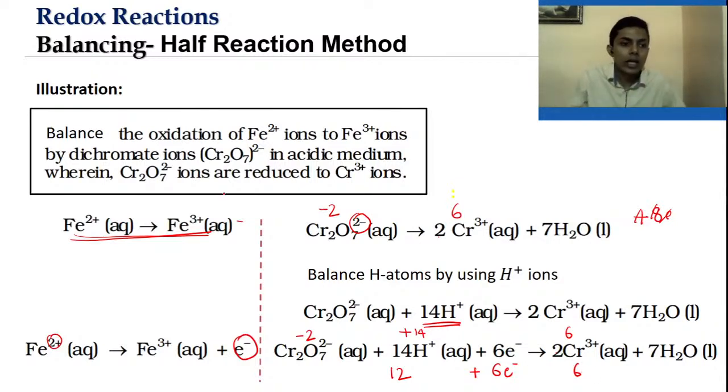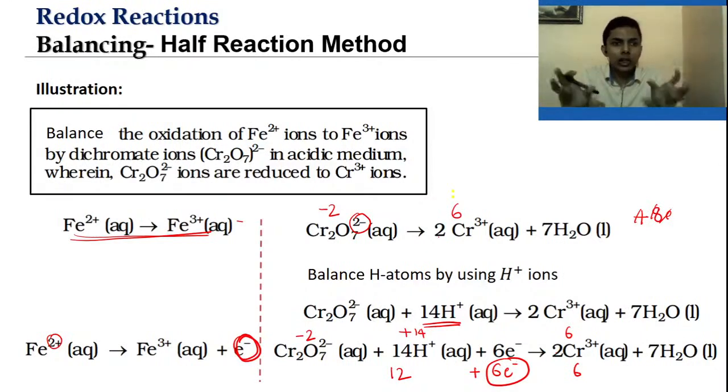Always remember, in an oxidation reaction, the electrons will come on the product side. In reduction, they will come on the reactant side. That's why I think oxidation and reduction were also defined in this manner: the entity which undergoes oxidation gives out electrons, the entity which undergoes reduction consumes electrons. It was for this reason.